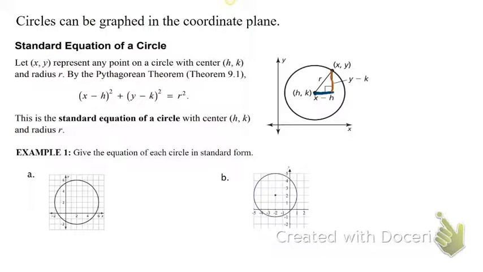And so every time you see an equation in this form, (x minus h) squared plus (y minus k) squared equals a number squared, you know that (h, k) is the center of the circle and r is the radius of the circle. So, you want to try the next one? Go ahead.